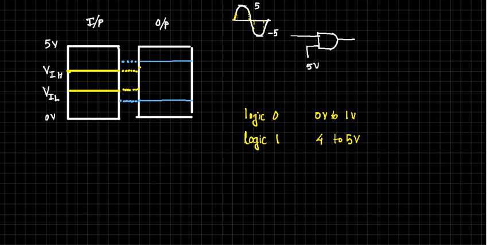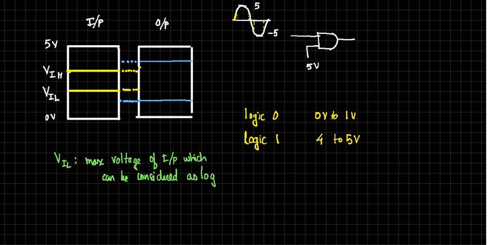So the minimum value for which the input voltage can be considered as high is called VIH, and the maximum value is the other way around. Let me write that. VIL is nothing but the maximum voltage of the input which can be considered as logic 0.